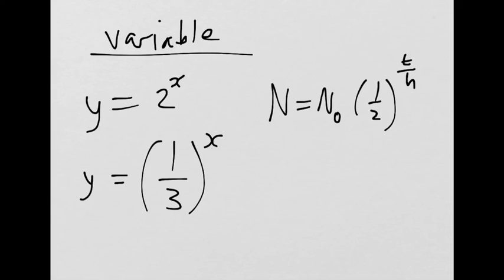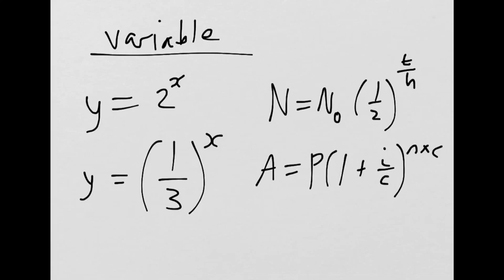Another popular one. This is my favorite finance equation. Whoops, and I already messed it up. A equals P times (1 plus i over c) to the power of n times c. It tells you how much an investment is worth after a certain period of time, given what percentage it's growing and when it's compounded. That sounds a little complicated, but it helps you monitor the growth of your stuff.